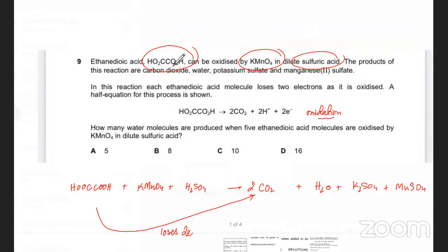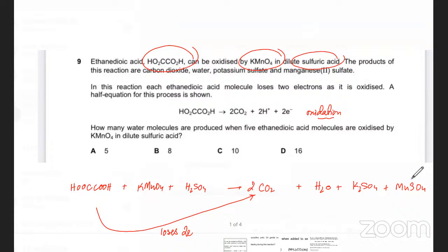They've written down everything. It's ethane dioic acid reacting with KMnO4 in sulfuric acid. So I wrote that down, and the products are carbon dioxide, water, potassium sulfate, which is K2SO4, and manganese 2 sulfate, so it's Mn +2 and SO4 -2. Is that clear? The whole equation was given.